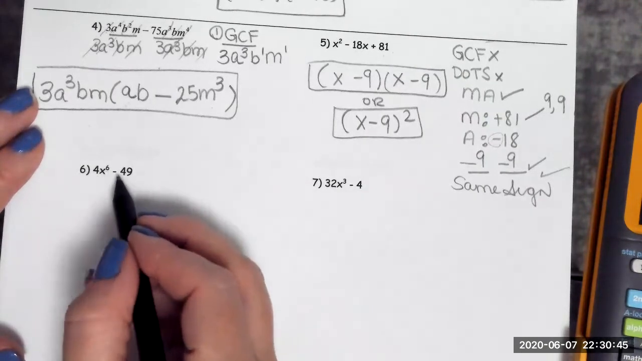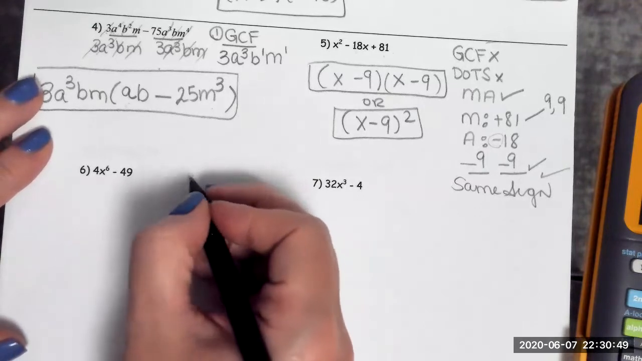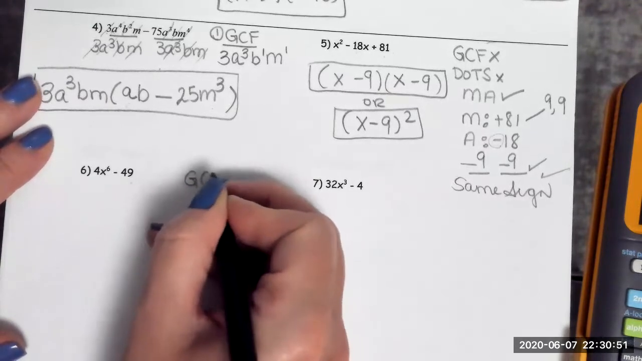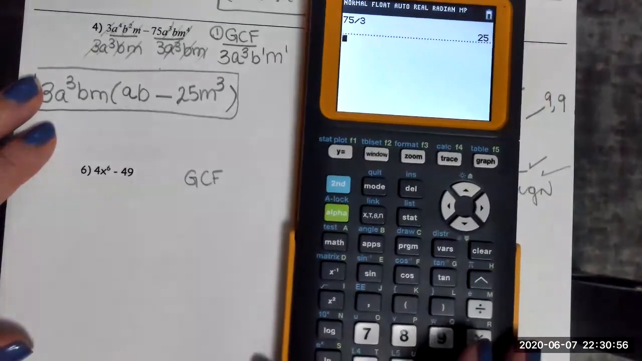We have 4x to the 6 minus 49. So I'm going to try for GCF first. Now, factors of 4 and 49, I don't think 49 is going to divide by 4, but let me just check it.